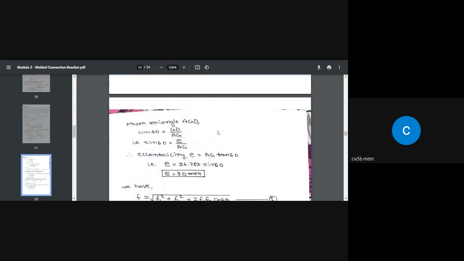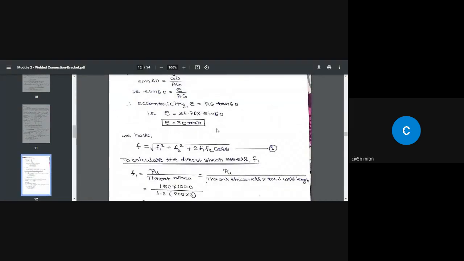Keep those values aside for now. Now coming back to this formula. Of course, these calculations can be done under the F2 calculation, that is, to calculate the shear stress F2 due to torsion. You can do all these calculations there if you want. That is your choice. Coming back to this formula, F equals the square root of those values. Let us find out one at a time.